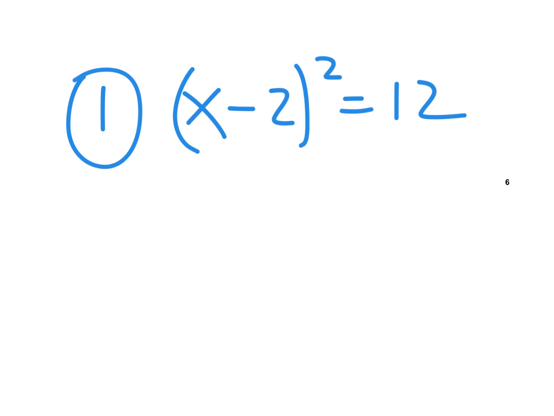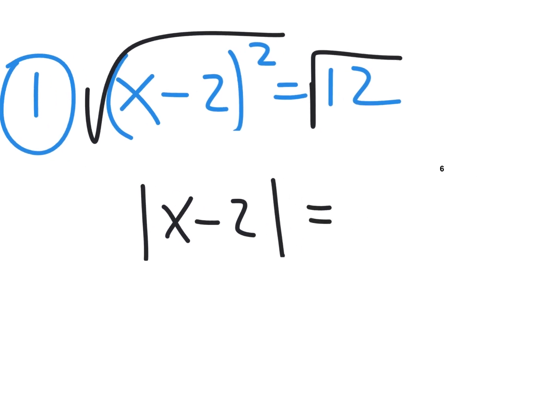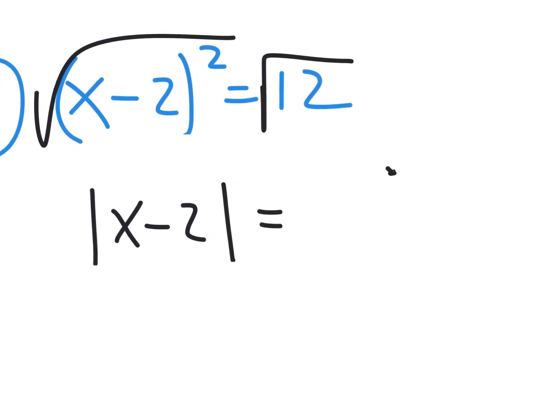Ah, solve. Okay. So then I'm going to start by square rooting both sides. Some kids think you have to multiply it all out. You do not. You want to use square root to get rid of squared. And then you've got to remember absolute value. Now you have to remember how to simplify square root of 12.